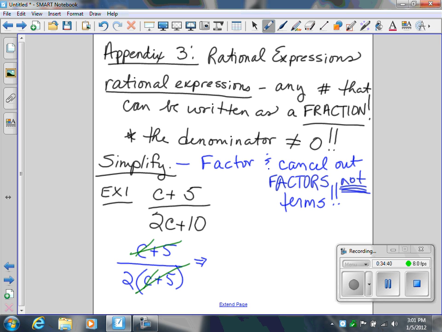What's that leave in the top? It's not a 0. Why? Because C plus 5 times 1 is C plus 5. That's understood. What's on the bottom? 2. For real, my answer's 1/2. Seriously? Yes, it is.